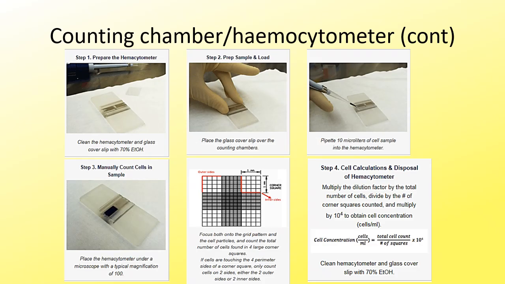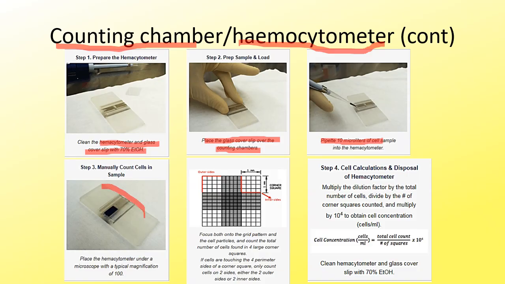This slide shows how we can do a total cell count using a counting chamber or hemocytometer. First we take the hemocytometer and a glass cover slip and clean them with 70% ethanol, and make sure they're fully dry. After that we place the cover slip over the counting chamber and pipette 10 microliters of cells or bacteria into the hemocytometer. One common practice is that we also add dye to the bacterial or cell suspension in order to get a better contrast when viewed under the microscope.